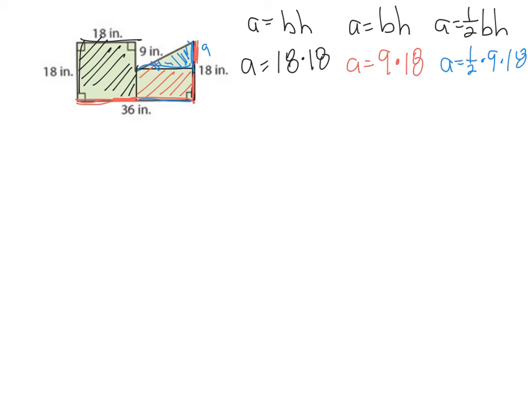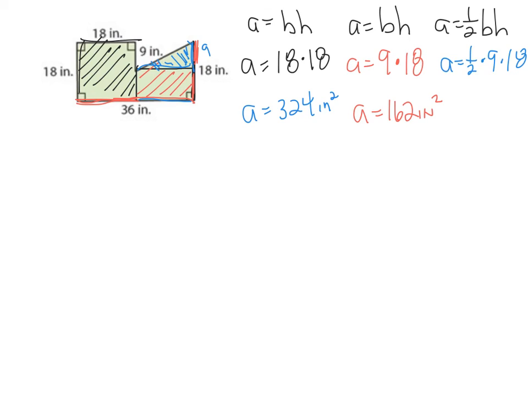So area equals 18 times 18. Let's go ahead and do that one first. So 18 times 18 is 324. So area equals 324 inches squared. Alright, 9 times 18 on the other hand is 162. Make sure we put that in the right color. Area equals 162 inches squared. And then finally the last one, 1/2 times 9 times 18.